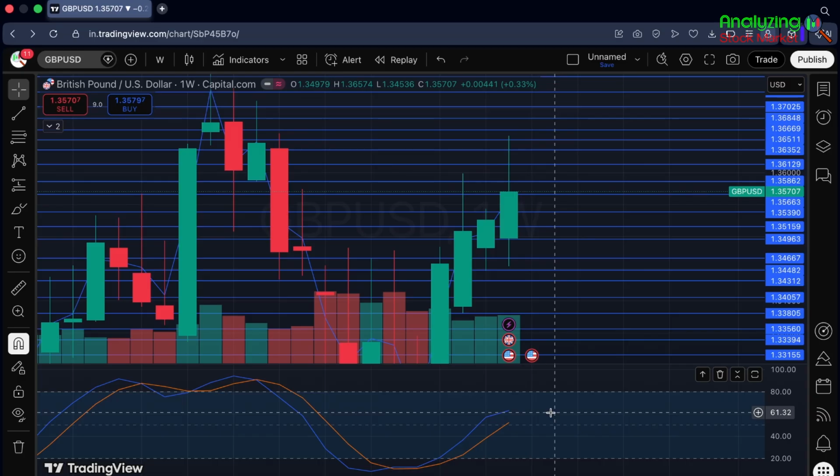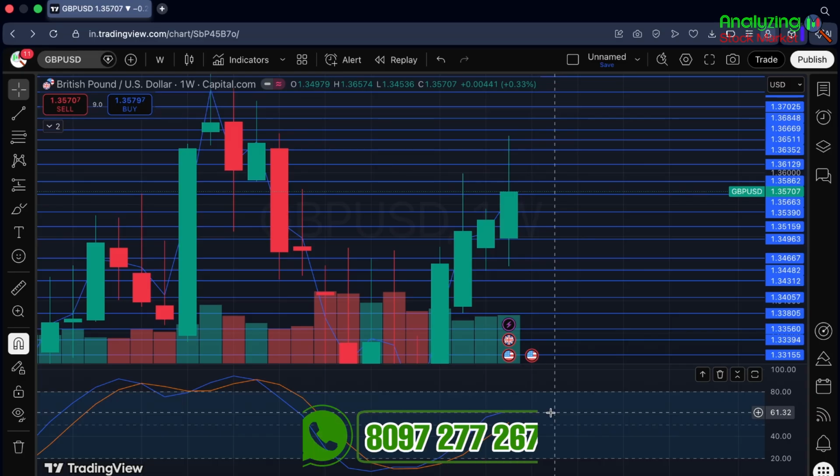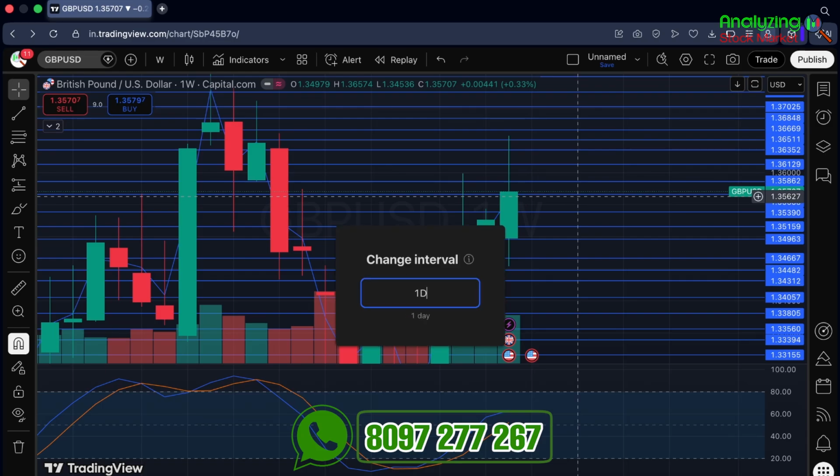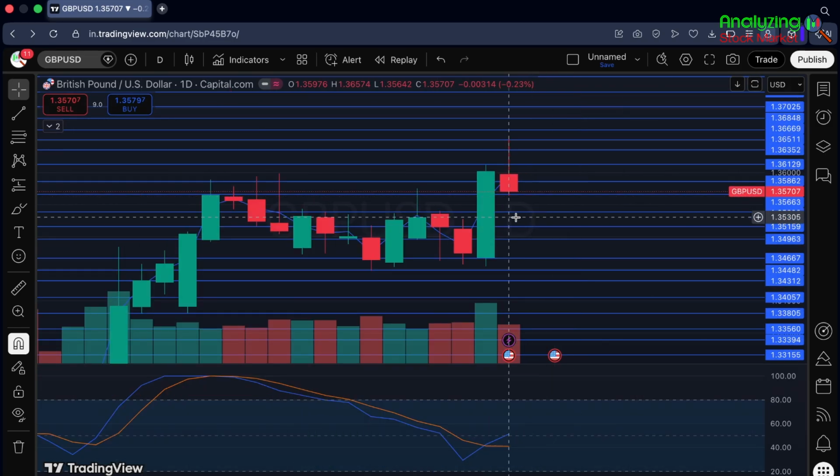But remember, as we always say, we should not only look at RSI or other indicators, we should also look at other factors which move the pair, like any news or important events, and then make a decision according to that data. So now let's mark some important support and resistance zones on a one-day chart. This is the one-day chart currently.